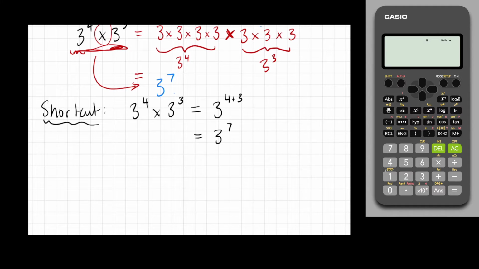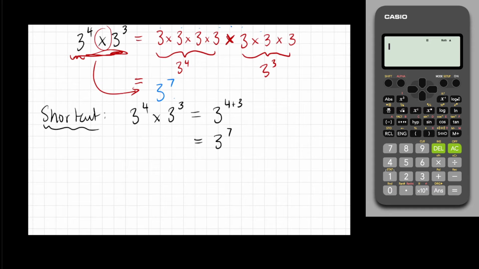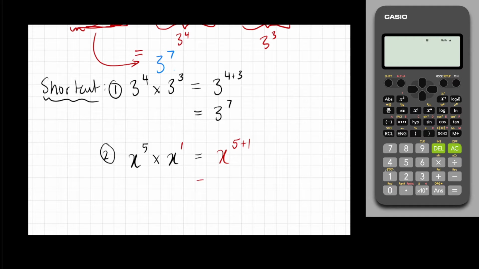So let's have a quick look at another one. We'll call this one example number 2. Let's say we had, I don't know, let's use a letter this time. x to the power of 5, and then we just wanted to times it by an x. Well, x to the power of 5, that's pretty straightforward. There's 5 x's there. How many x's does this one here represent? Well, hopefully you picked up that there's only one. So technically speaking, we could write a 1 up there just so that we know that there's one x. And so we get x to the power of 5 plus 1, which means that our answer is going to be x to the power of 6.